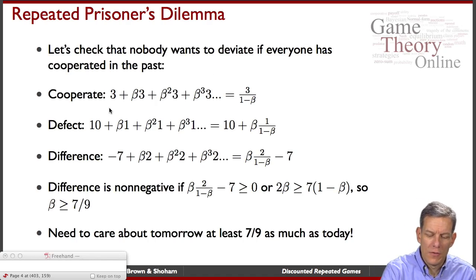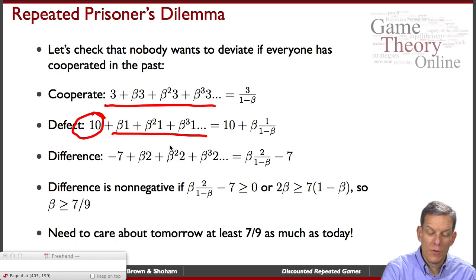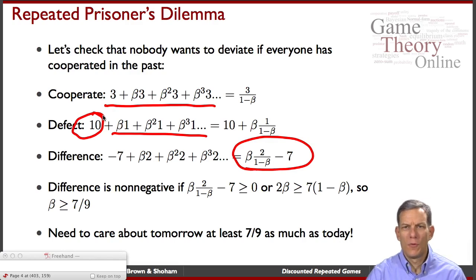So we've got the same: cooperating in perpetuity is worth 3 over 1 minus beta. The only difference is we're getting a higher number here, and then we're still going back to the defect. So there's a little bit more temptation today. And when you do the differences here, you'll get the same kind of thing, except now instead of a -2, we've got a -7 difference. You're foregoing 7 units from not defecting today.